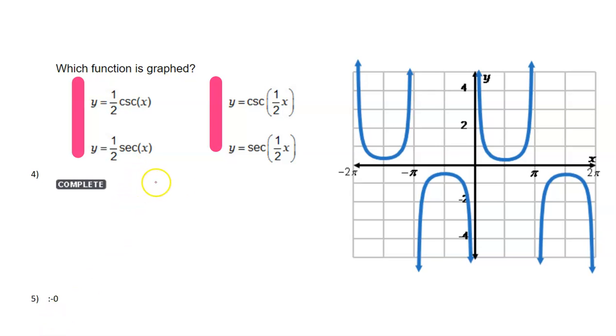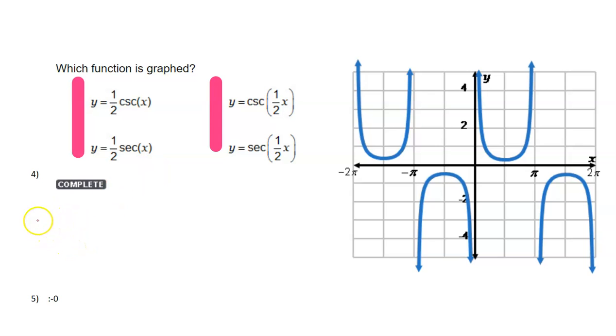In this video, I will show you how to look at this crazy graph and then figure out which one of these four functions it matches. So I'm noticing that all of the options are either secant or cosecant. So remember a couple of things.